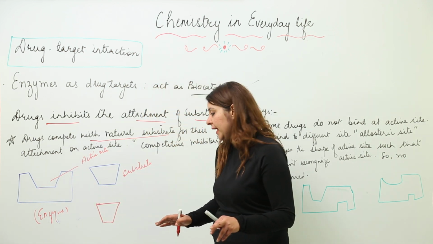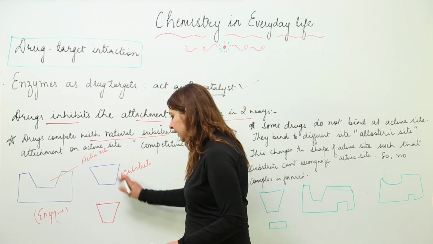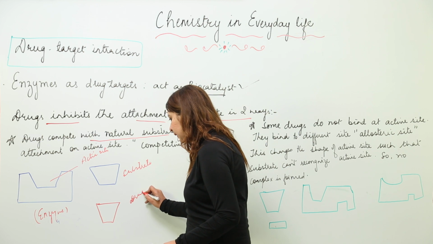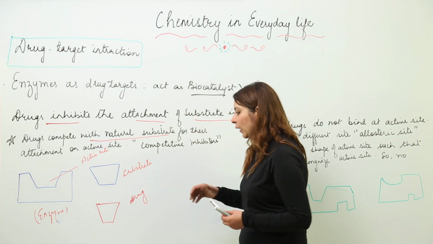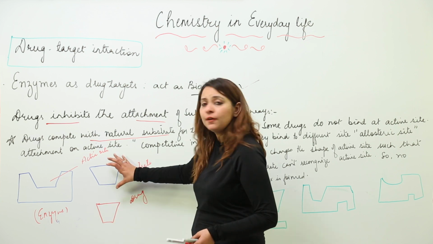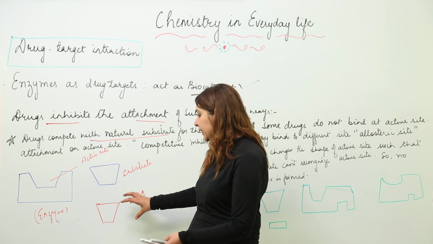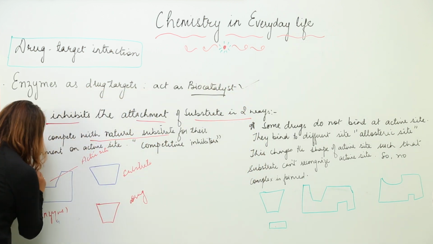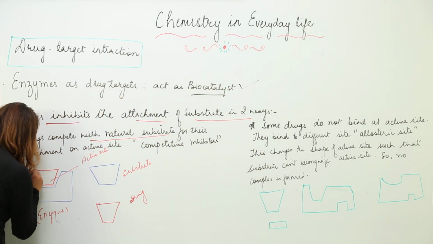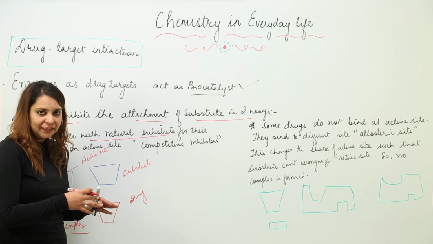But if the drug is there, let's say this is a drug, this drug has the same shape as you can see of the substrate. So what does it do? The drug competes with the substrate, and instead of forming an enzyme substrate complex, this drug fits into this place, forming a drug enzyme complex. So that means it is just blocking the active site.